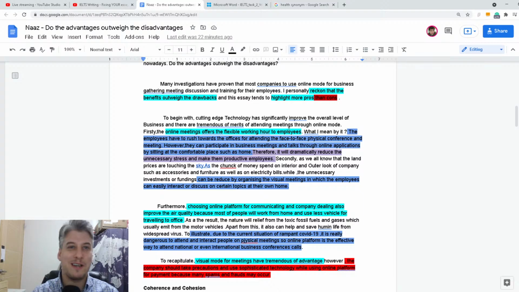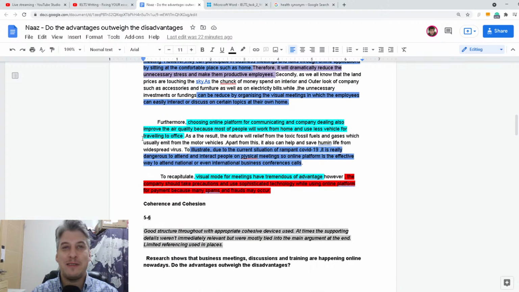But there's a but coming. Let's look at the conclusion here. "So to recapitulate," very fancy way of saying in conclusion, nice. "So visual mode for meetings have tremendous of advantage." So he's talking about the fact that this technology has a lot of advantages. This is linking back to his original opinion, which is absolutely perfect.